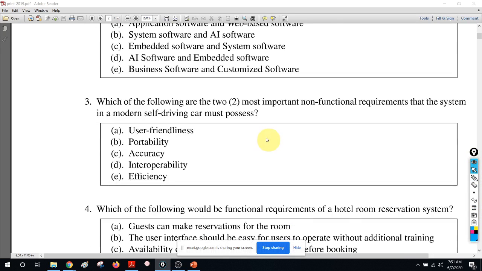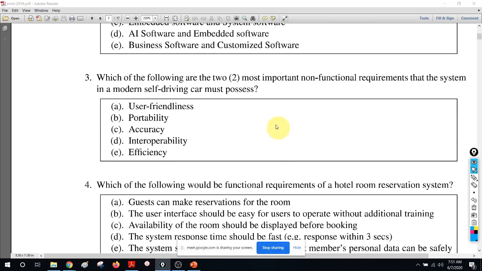Third one. Which of the following are the two most important non-functional requirements that the system in a modern self-driving car must possess, means have. Which of the following are the two, so I will take the pen again, most important non-functional requirements, right? They are talking about the most important, not just important, when it comes to a self-driving car, right?